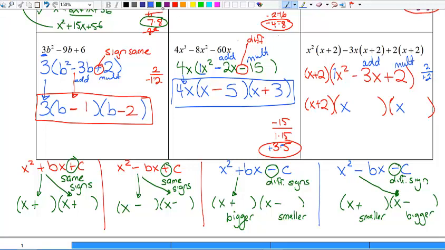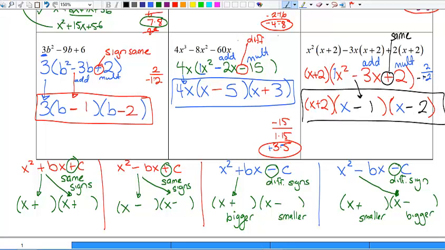Let's take a look at my signs. I know that this is positive on my C. Because it's a positive C, I know that my signs are the same. Well, what signs are they? I come in here and look at my B. My B is negative, so that means my signs have to be both negative. So my numbers we already determined were negative 1 and negative 2. So 1 times 2 truly does multiply to 2, and negative 1 plus negative 2 does add to a negative 3. So that is my final answer.